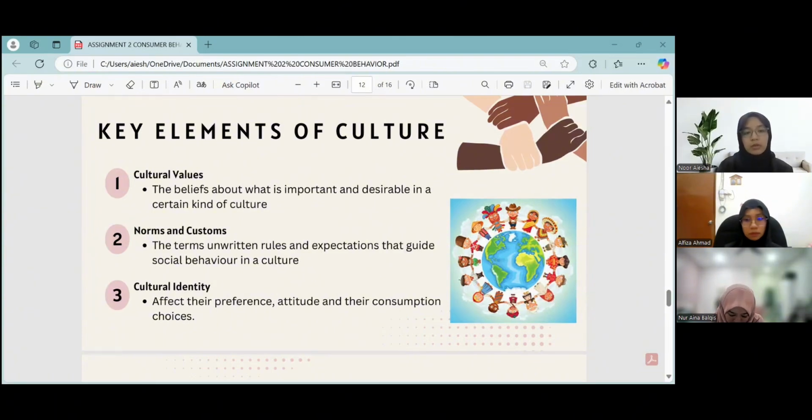So next is the norms and customs. It's about unwritten rules that guide behavior, affecting the consumption patterns. For example, cultural norms around gift giving. Next, for the culture, the key element is the cultural identity, which is the influence of culture on preferences and attitudes, allowing marketers to connect with specific groups through tailored campaigns.